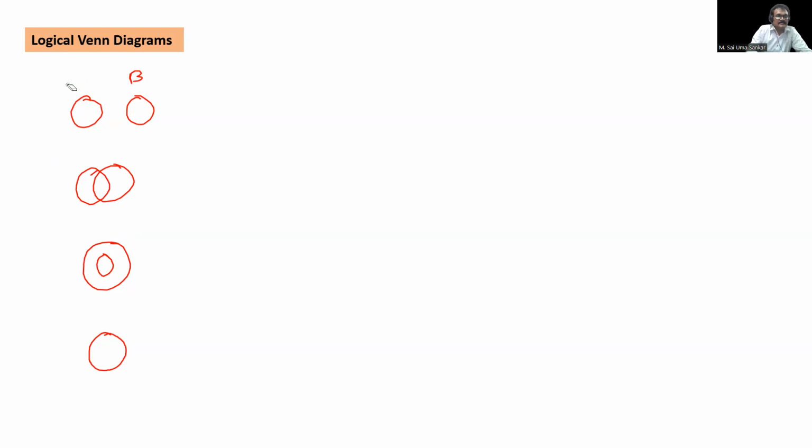Now let us take the examples of these. For the first one, if you take any element which belongs to set A, that element does not belong to set B, and vice versa. Here let us take flowers and benches. No flower is a bench and no bench is a flower.